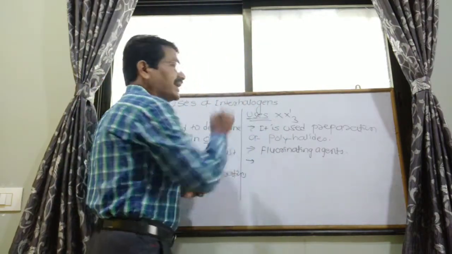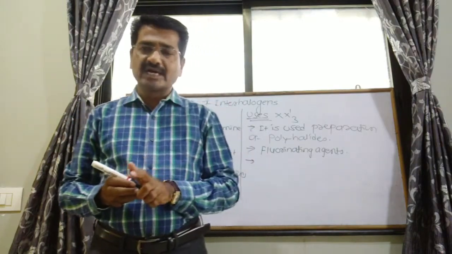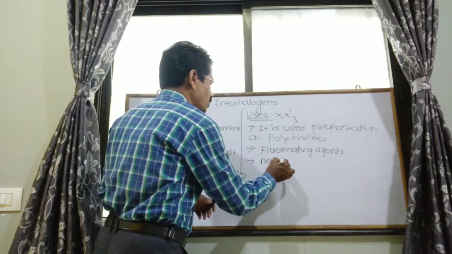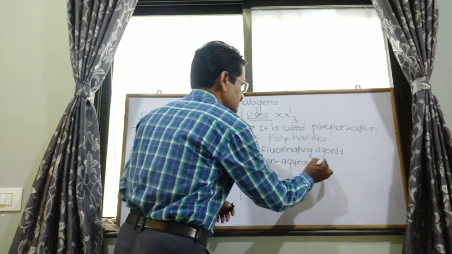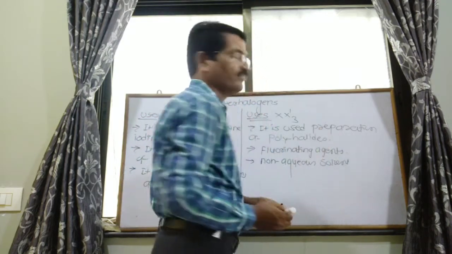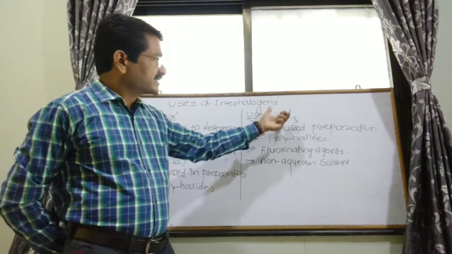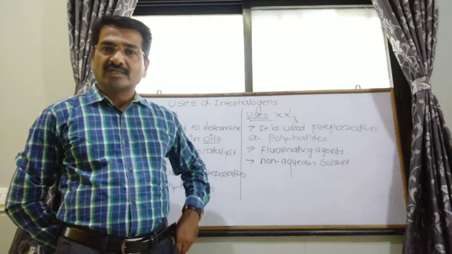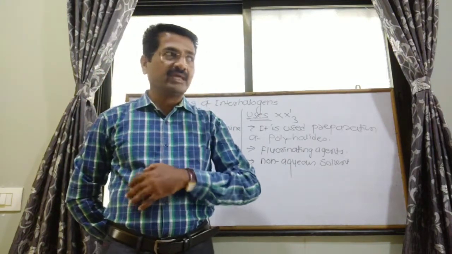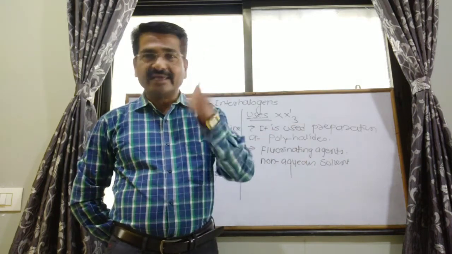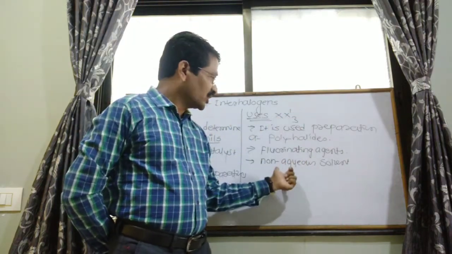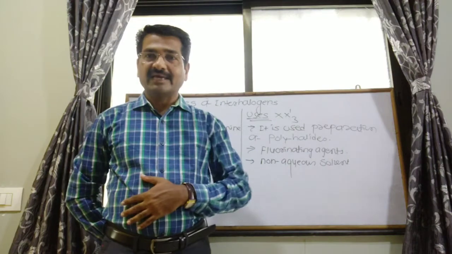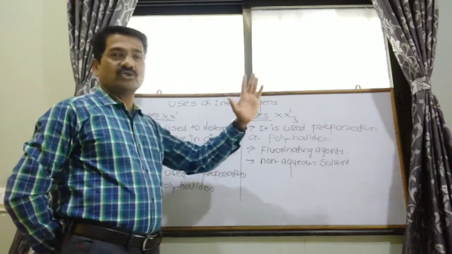Then the XX'3 interhalogen compounds are used as non-aqueous solvents. Again, XX'3 compounds are used as non-aqueous solvents. Means what? Those compounds that cannot be dissolved in water can be dissolved in XX'3. Therefore, it is called a non-aqueous solvent. Then it is also used as a fluorinating agent. All these are the uses of interhalogen compounds.